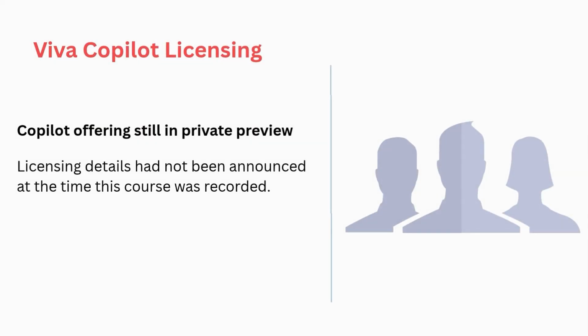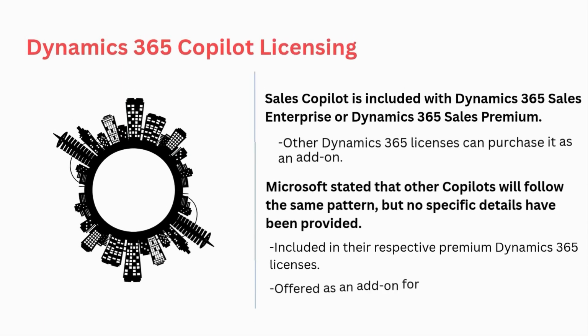3. Viva Copilot licensing. Currently in private preview. No licensing information available yet. 4. Dynamics 365 Copilot licensing. Sales Copilot: included with Dynamics 365 Sales Enterprise and Dynamics 365 Sales Premium. Available as an add-on for other Dynamics 365 licenses. Other Dynamics 365 Copilots: Microsoft has stated these will follow a similar model. Included in respective premium licenses. Available as add-ons for other licenses. No specific details announced yet.